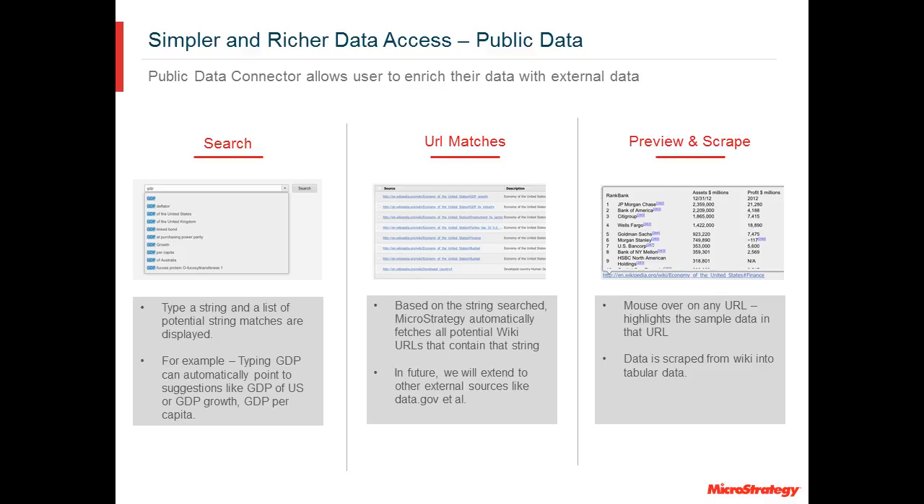The same can be done for URL matches. So based on the string search, MicroStrategy will search all potential wiki URLs and give you a list to choose from. The plan is to extend that to other external sources like data.gov. Right now it's only available for wiki, but we are planning to expand this. And once you have the list of URLs, you have the option to hover over those URLs and preview some of the data before choosing which data you want to import.